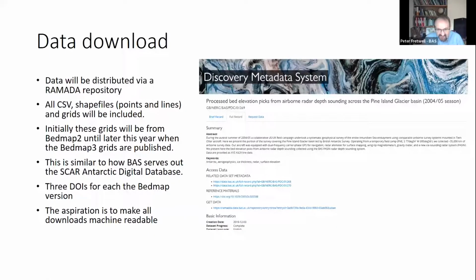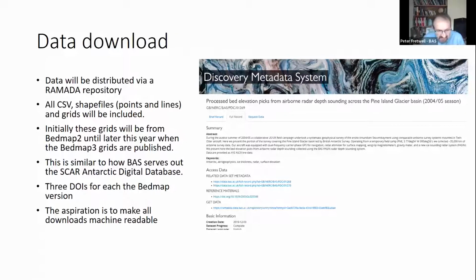The data download itself is based on a Ramada system, and you'll be able to get each campaign individually or the whole data set for each of the three BEDMAP campaigns. It comes through a SCAR project, through a SCAR web address.